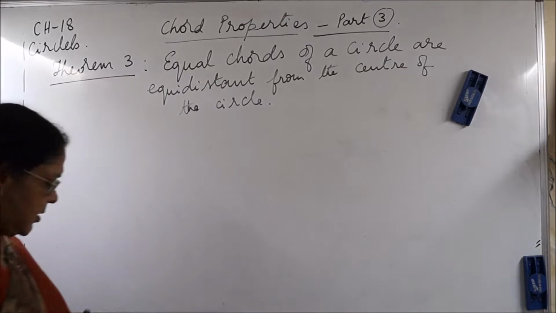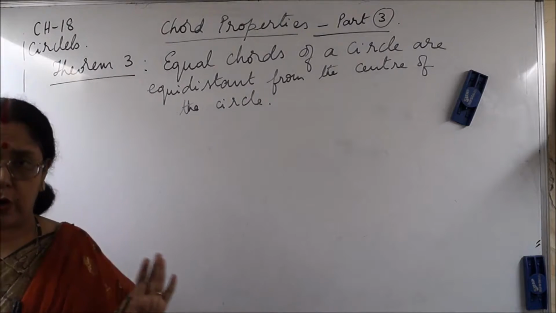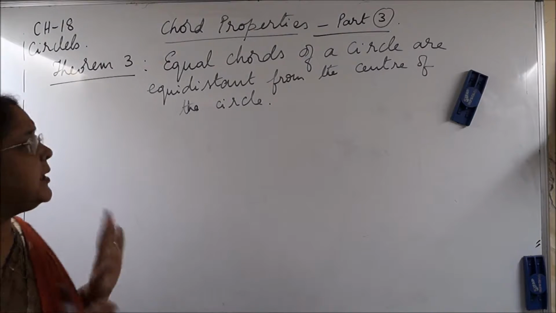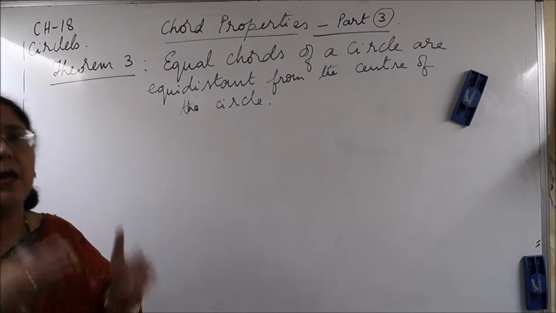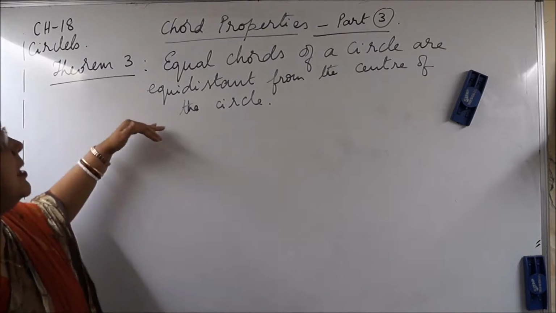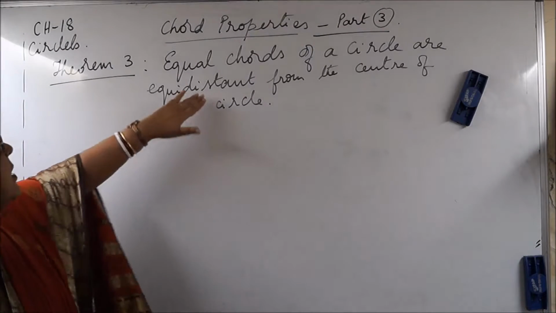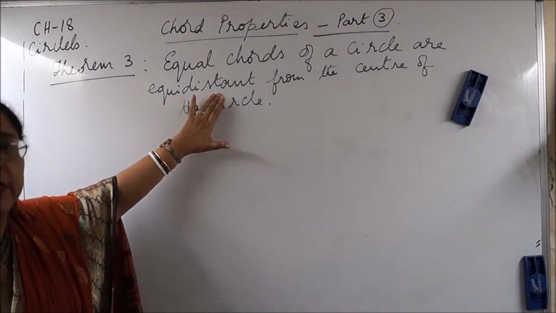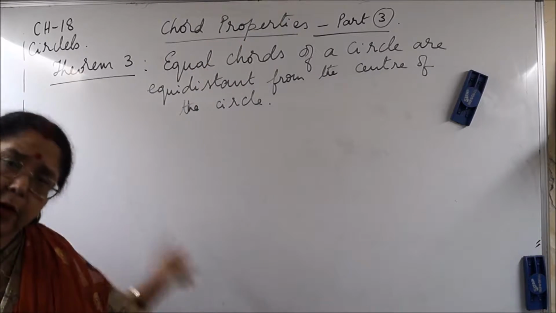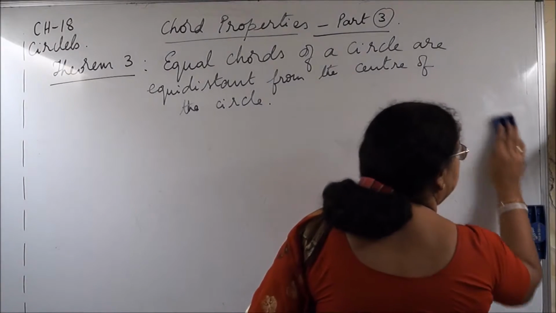Now what does this mean? If there are two chords which are equal in length, equal chords means the chords are equal in length. So let us say AB and CD are two chords which are equal in length. Then this theorem states that they will be equidistant from the center of the circle. Now what does equidistant mean? The perpendicular distance. So the perpendicular distance of the chord from the center will be equal.